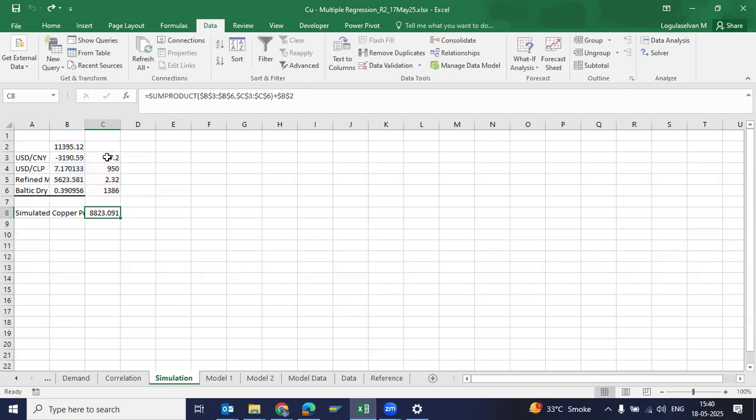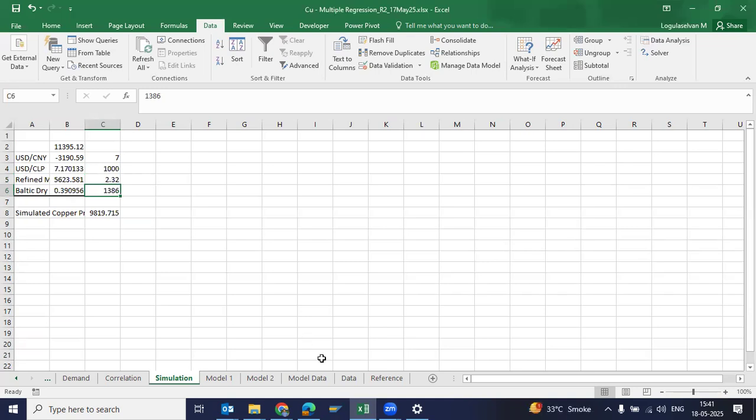So if USD CNY goes to, for example, 7, the copper price may go up to 9,400. If USD CLP is 1,000, then again it may go up. So this is how the simulation works. Based on the coefficients, the values are calculated.